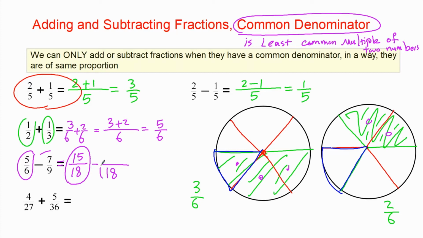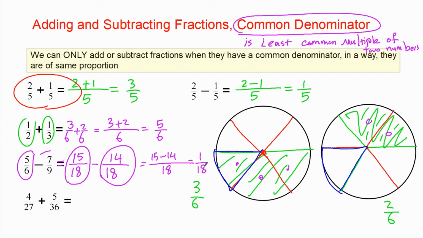The same thing applies for the second one. So 7 over 9, 9 times 2 is 18, so we need to do 7 times 2, which is 14, to make an equal fraction. So when we write this in here, we have 5 over 6 minus 7 over 9, which is 14 over 18. And the answer in here would be over 18, and 15 minus 14, so the final answer is 1 over 18.